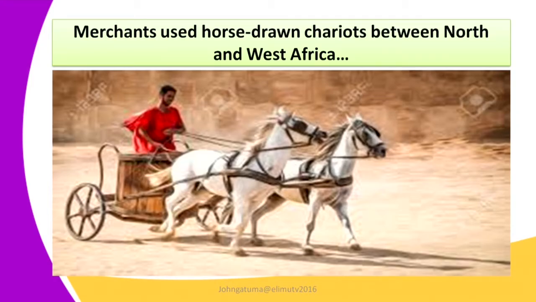So therefore, the merchants, or rather the traders, used the horse-drawn chariots between the north and West Africa. And you can see a good picture of the horse-drawn chariots. That is the horse drawing some chariots. And they come all the way from the north to West Africa, or rather the Sudani Kingdom, where they could sell their goods.